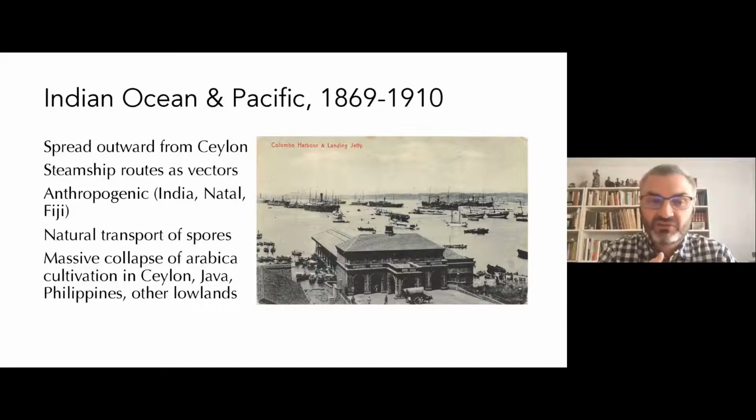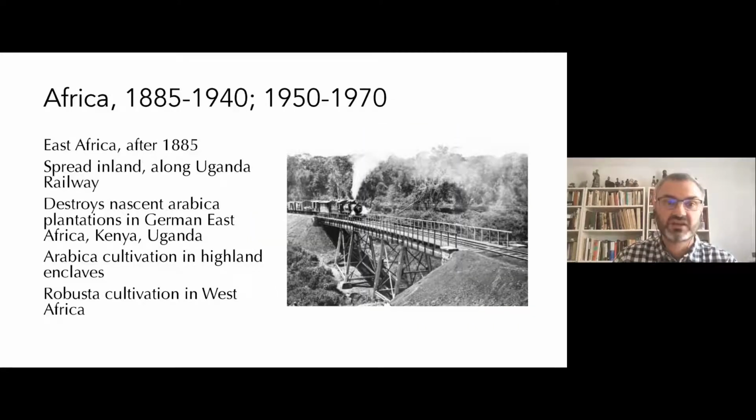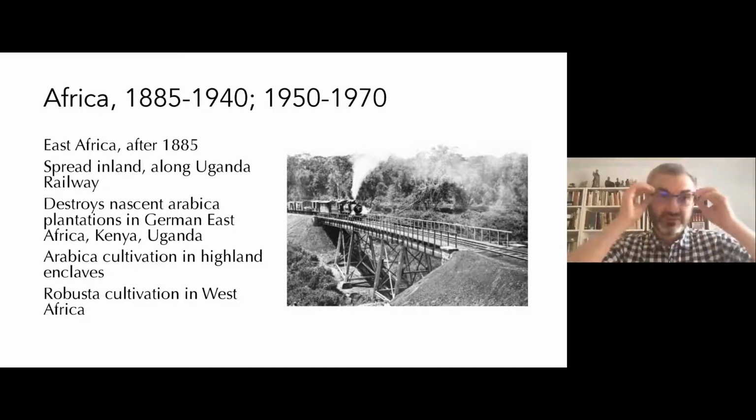It likely carried spores from Ceylon over to Java. And as some of you know, between roughly 1869 and 1910, this caused a massive collapse of arabica cultivation in Ceylon, Java, the Philippines, and other lowlands in the tropics. Just so you know, I'm going to be galloping through a lot of the history here, just giving you a high-level overview, but I can come back in more detail in the question and answer.